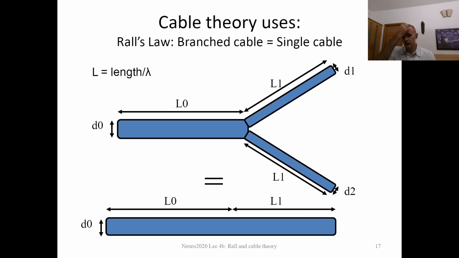So what Rall did, to understand it, let's just spend a couple of moments defining some things or reminding you of some things. So just to remind you, the electrotonic length L is equal to the actual geometrical length divided by lambda, divided by the length constant. So that's just a reminder.